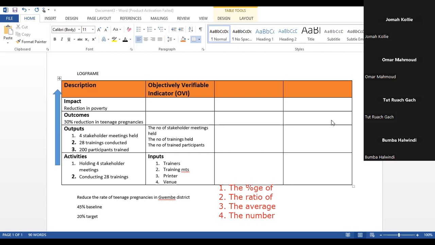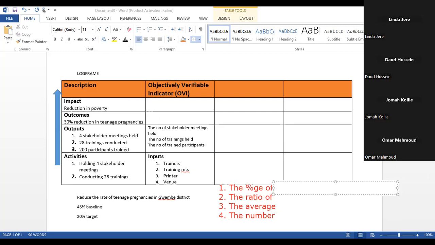Now, the indicator for the outcome. Is it a percentage? Is it a ratio? Is it an average? Or is it a number? It will be a percentage. Great. So how would it read? The percentage of the teenage pregnancies reduced.